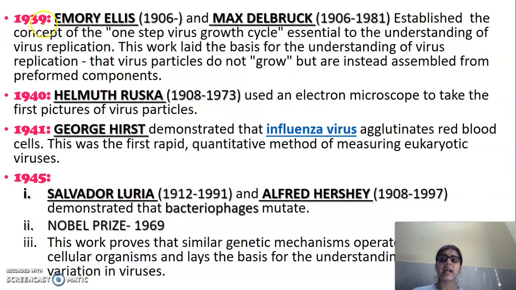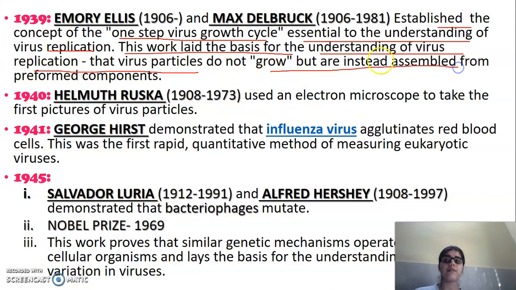In 1939, Emory Ellis and Max Delbruck established the concept of the one-step virus growth cycle, essential to understanding of virus replication. This work laid the basis for the understanding of virus replication, that virus particles do not grow but are instead assembled from preformed components.